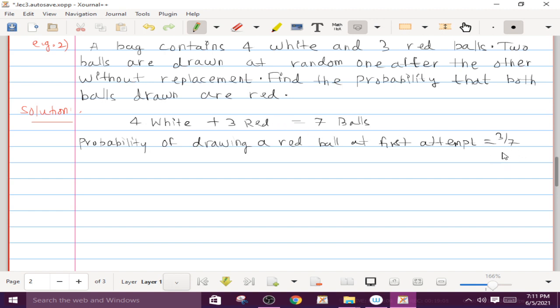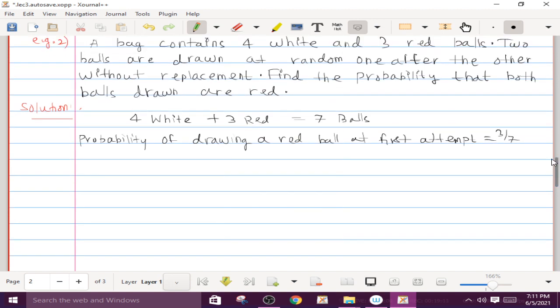Okay, because total balls are 7. So the probability of drawing a red ball at first attempt is 3 upon 7. Okay. So now after drawing this red ball, we are not replacing it back in the sample.